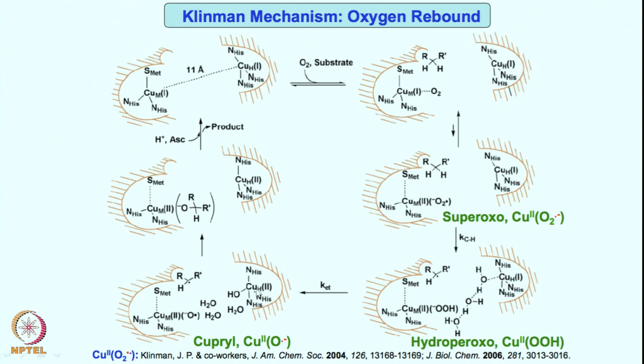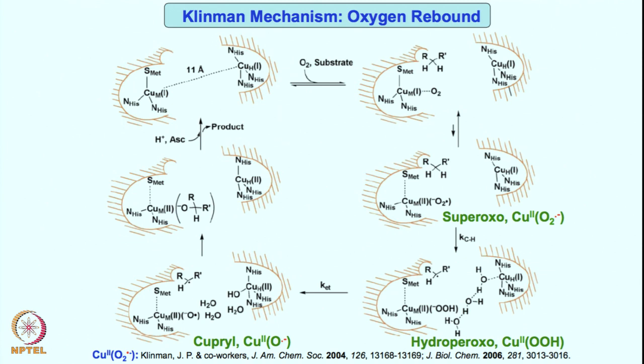intermediate. Now as you see, what has happened in the process also is that we are now able to generate yet another interesting intermediate which remained elusive so far in the literature in terms of full characterization, and that is the cupryl intermediate, so called copper 2 O dot or copper 3 oxo species. Now that is quite exciting.